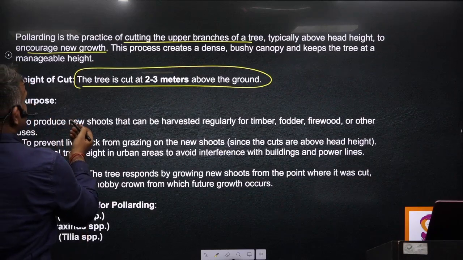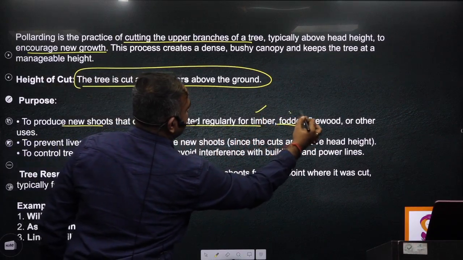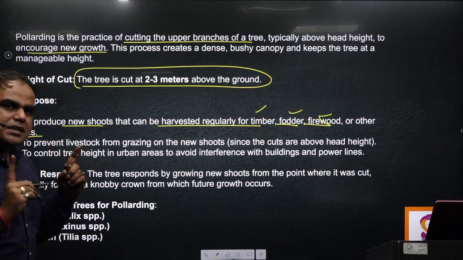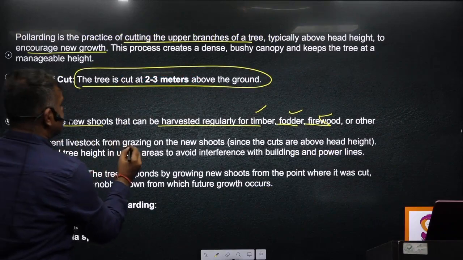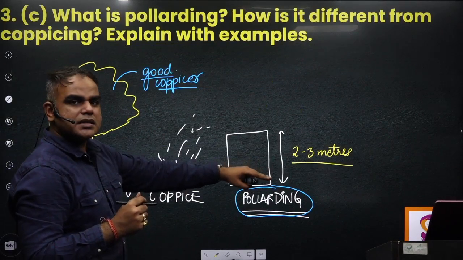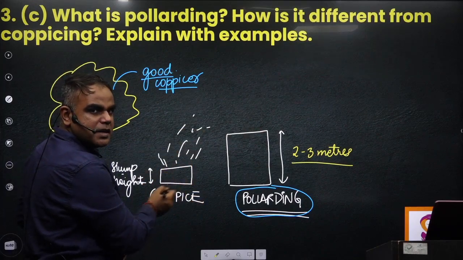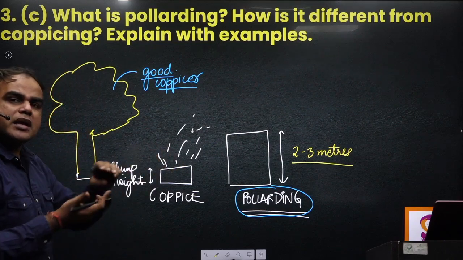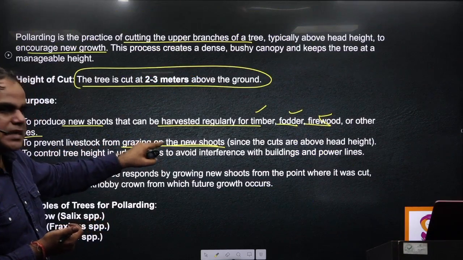What is the purpose? Of course, the new shoots can be harvested regularly for timber, fodder, firewood, or even other uses, right? Plus, one major thing that also is there, to prevent livestock from grazing on the new shoots. Now here, because this is above the head height, the problem in the coppice will be that this is more prone to grazing, whereas pollarding is at a higher height. So here it also prevents the livestock from grazing the new shoots.